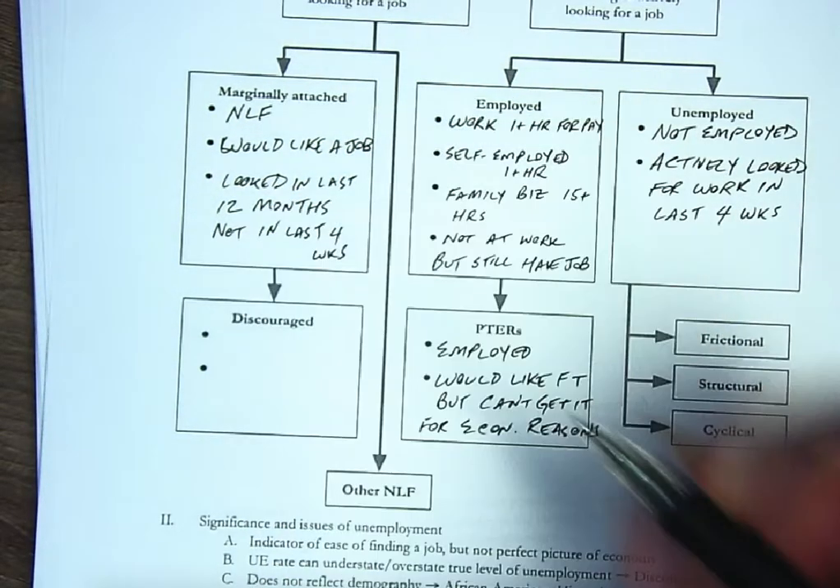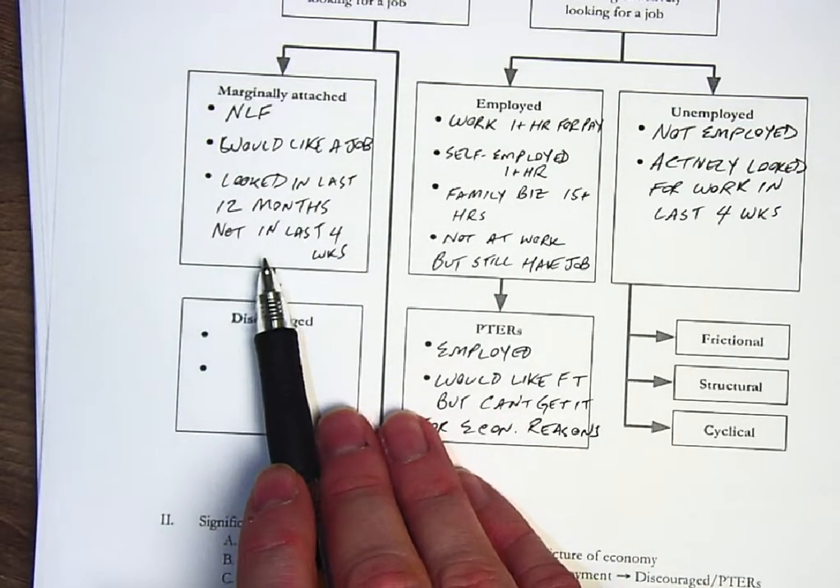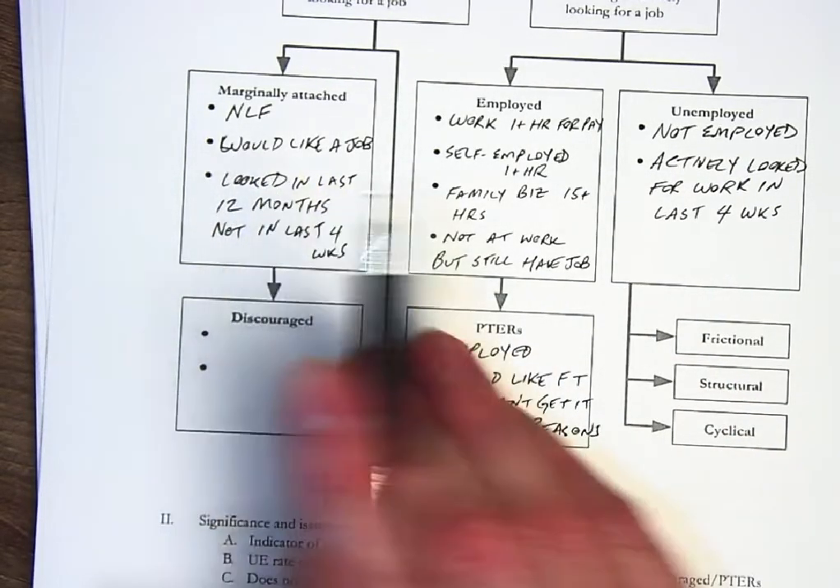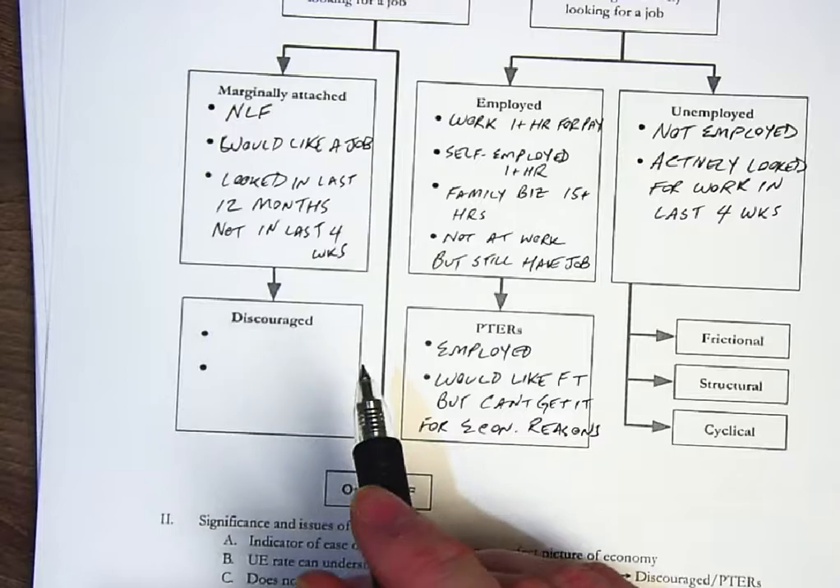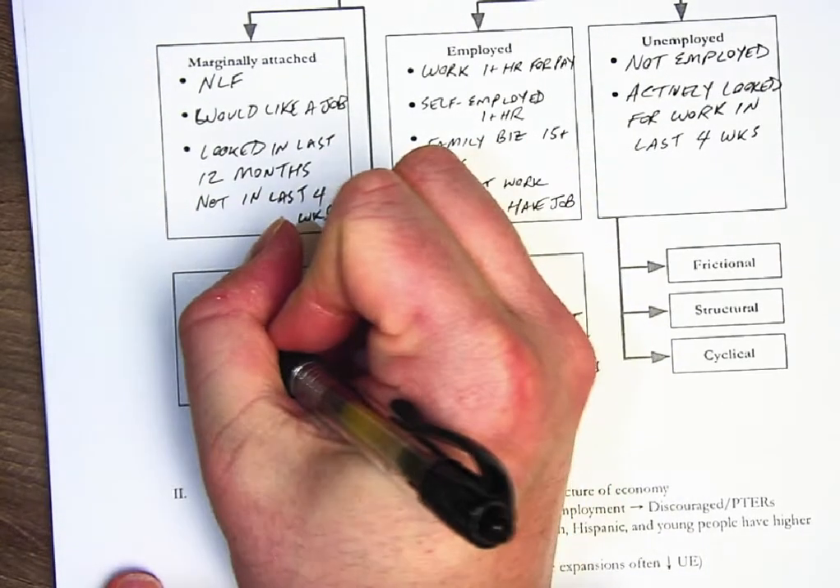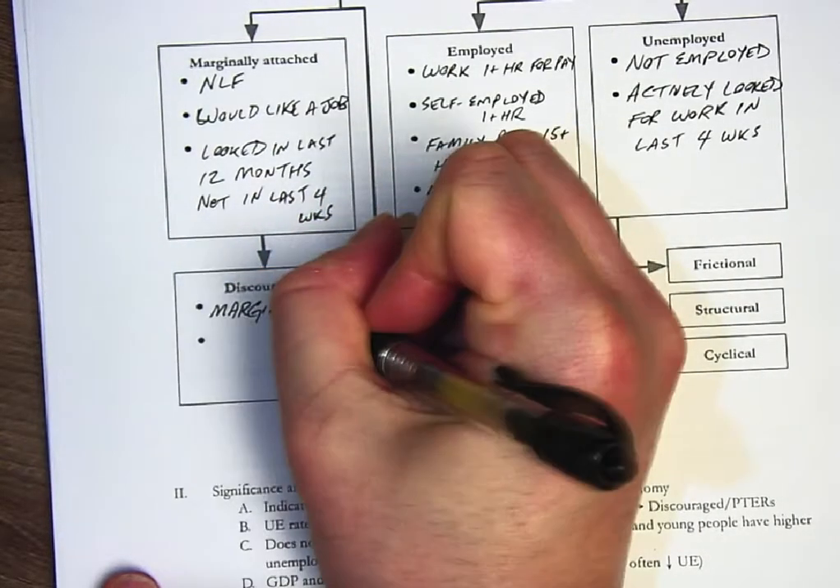So in other words, they're awfully close to being unemployed. They just haven't looked in the last 4 weeks. And that immediately pulls them out of being unemployed and makes them marginally attached. Now within this group of people, there are people who are marginally attached. Right? So we're going to start with saying they're marginally attached.